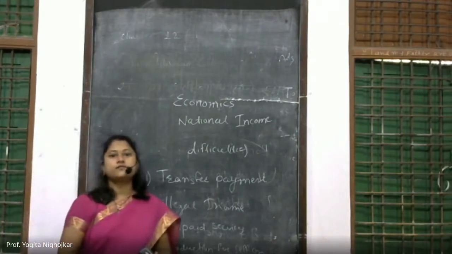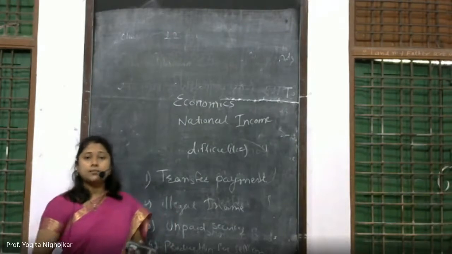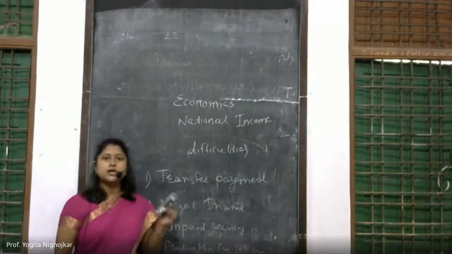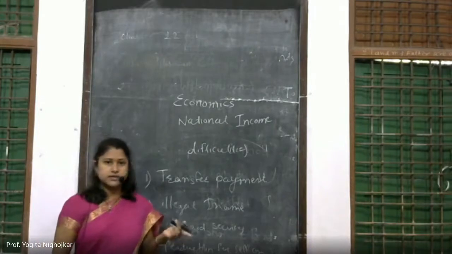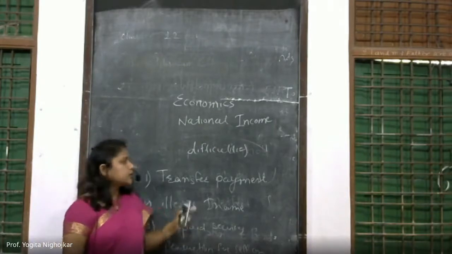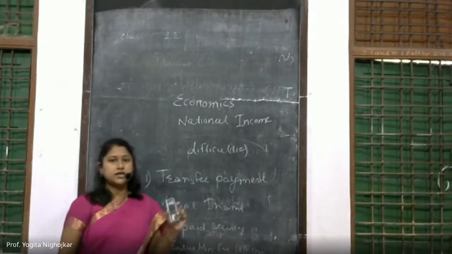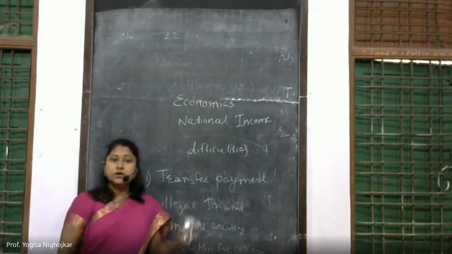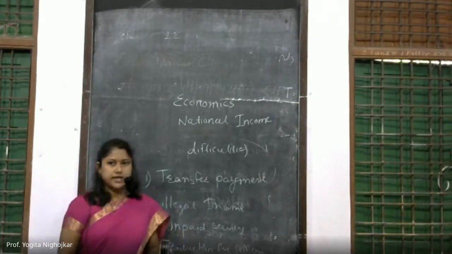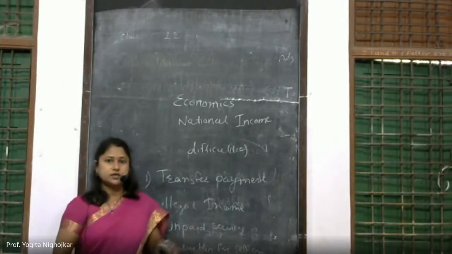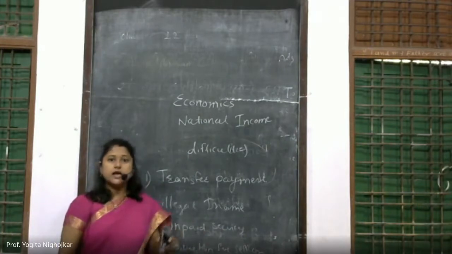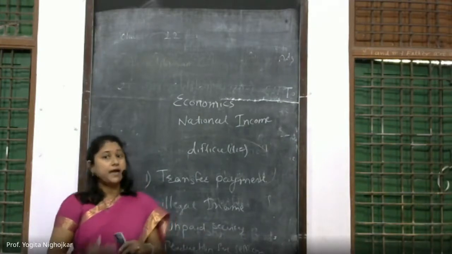Next is income of foreign firms. According to the IMF, that is the International Monetary Fund, an international organization, income of a foreign firm should be included in the national income of the country where the firm actually undertakes the production work. However, profits earned by foreign firms are credited to the parent concern.